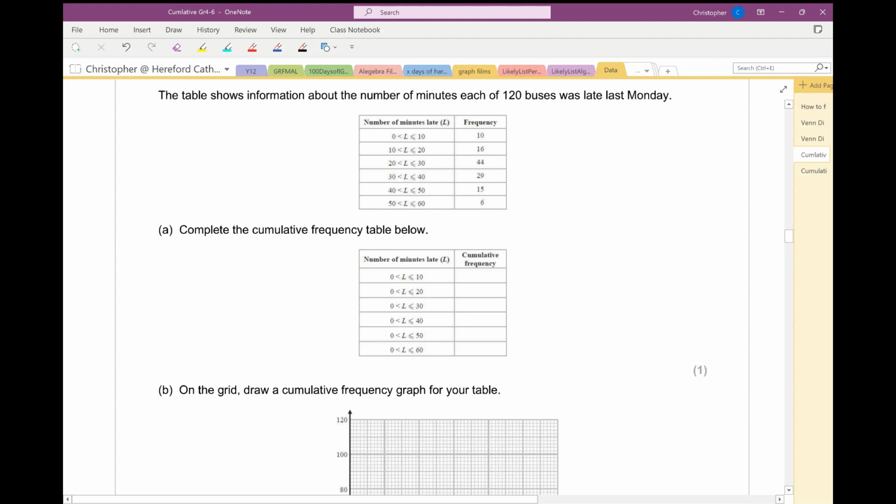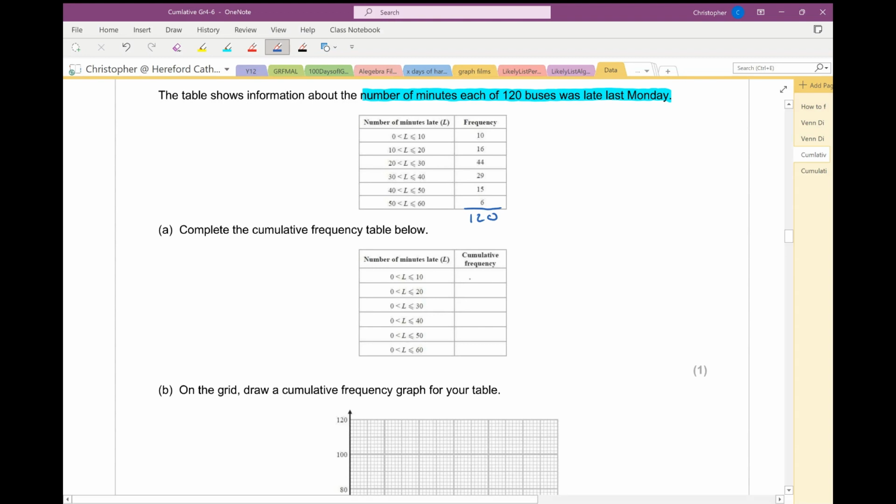Question 4. The table shows information about the number of minutes each of 120 buses was late last Monday. 120 buses, so I'm expecting my frequencies to add to 120. Right, complete the cumulative frequency table below.